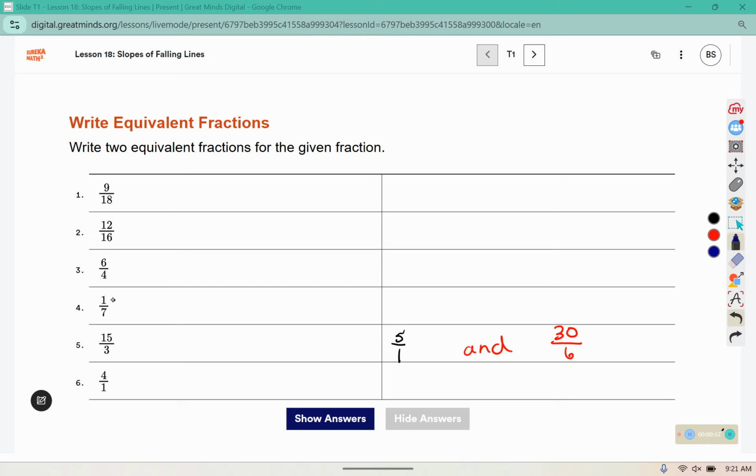For 1/7, we can multiply the top by something like 3. 1 times 3 is 3, and 7 times 3 is 21. And then pick another number to multiply by. Maybe you want to use 10. 1 times 10 is 10. 7 times 10 is 70.